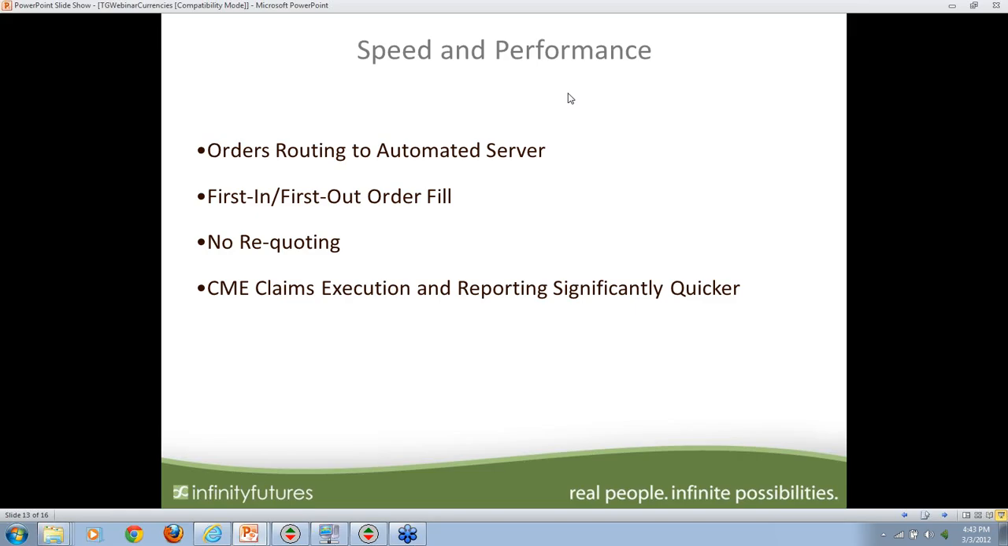Okay, and then last for speed and performance, CME actually claims that their execution reporting is significantly quicker than any other currency system out there in terms of any ECN or platform. And right now I believe if you wanted a direct connection with the CME, their Globex servers, they have 1,000 different locations in 85 countries. It's the fastest order routing possible.